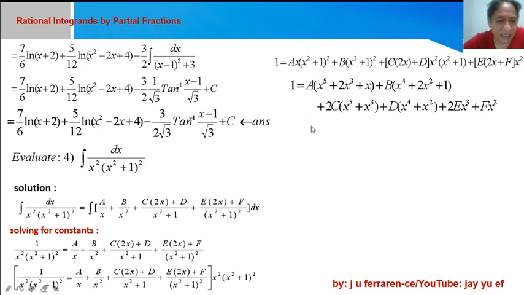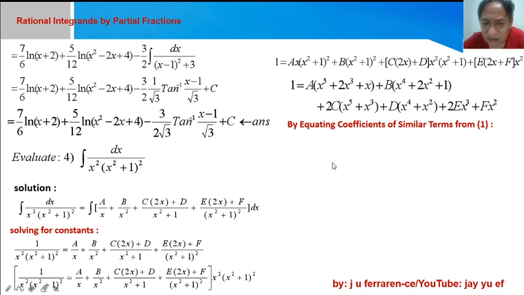The terms here are actually in 5th degree, or the x to the 5th power term. Okay? So, do not use assigning values if there are lots of constants to be determined and there are only a few zeros of the denominator. Okay? In this case, there's only 1 zero of the denominator. So, we can use this as a method of solving.